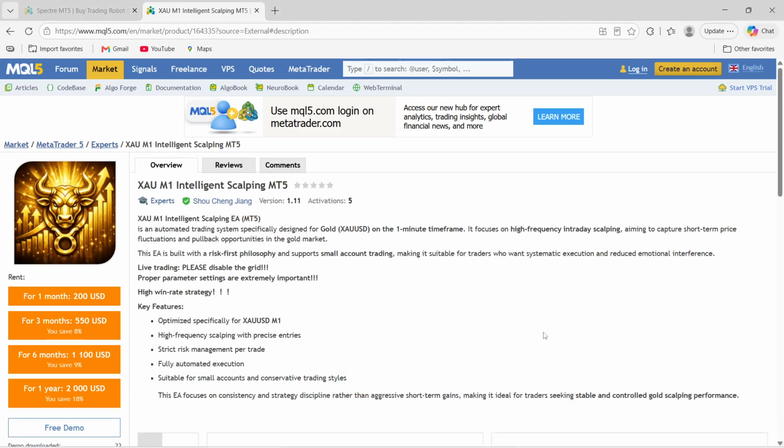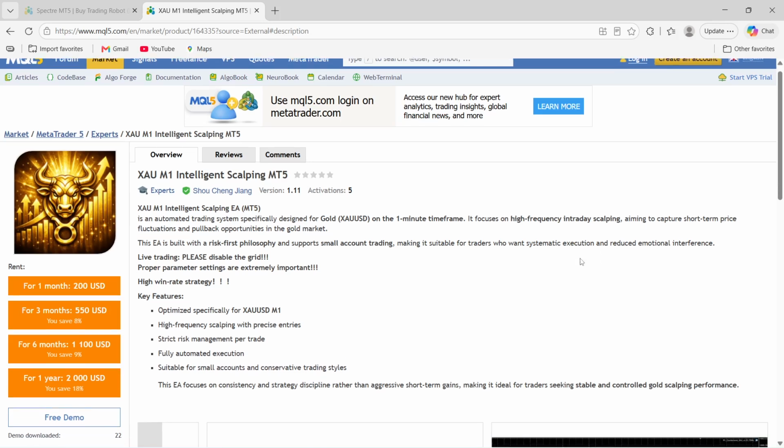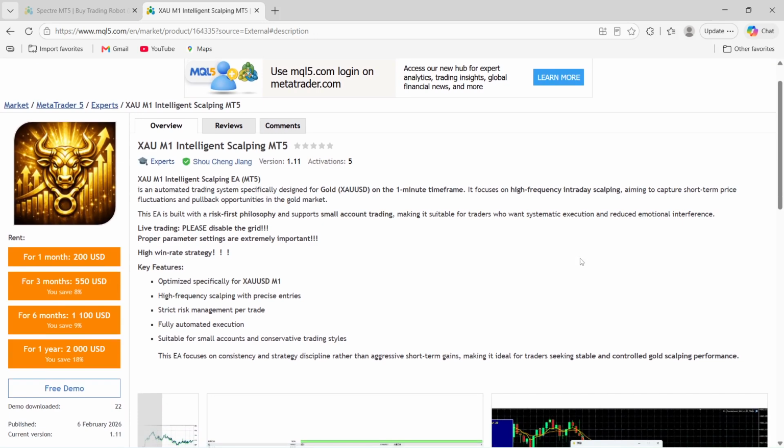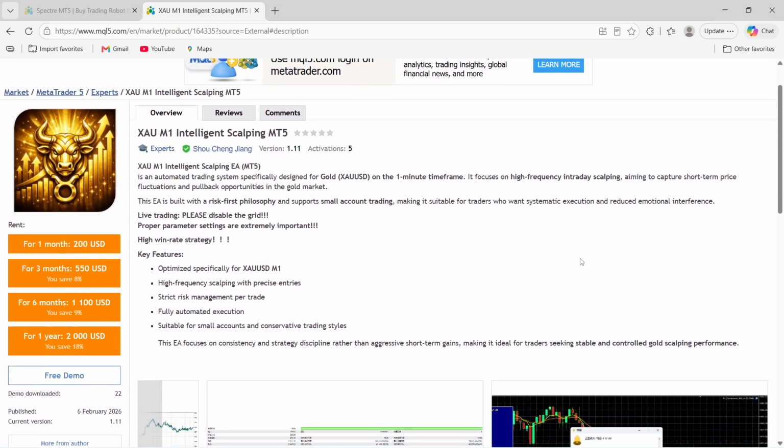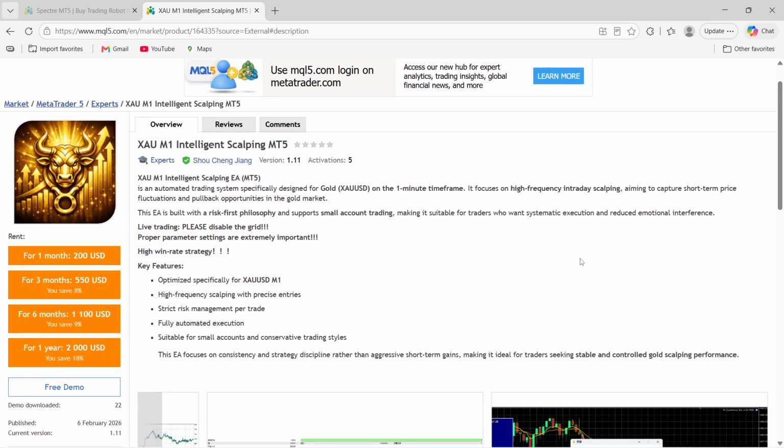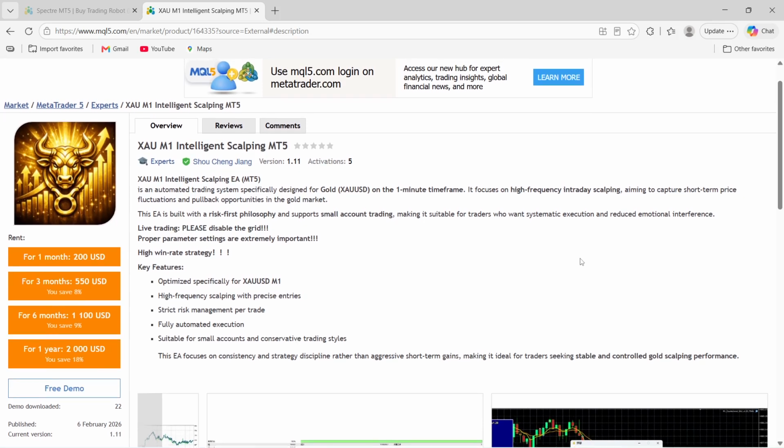So, what are the nuances, implications, and hidden risks of this EA? M1 scalping suffers heavily from spreads, commissions, and slippage. News events can destroy performance. Live results often differ from backtests. Requires constant VPS and monitoring. Not ideal for beginners or those with higher spread brokers.